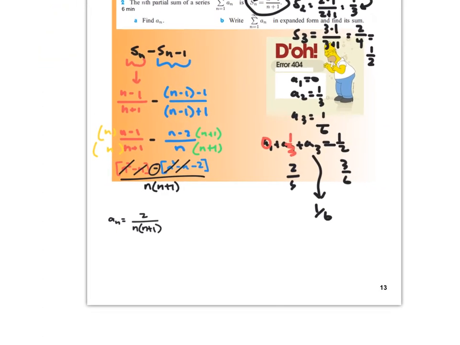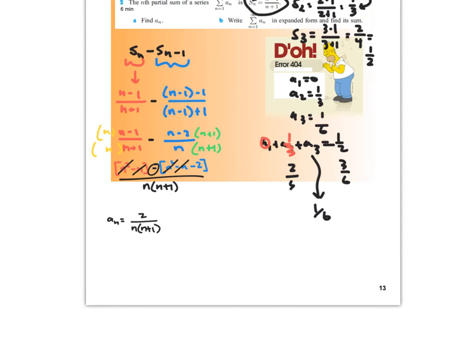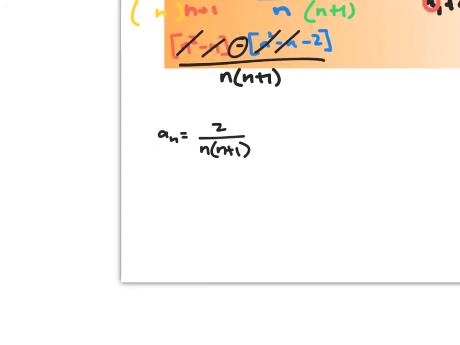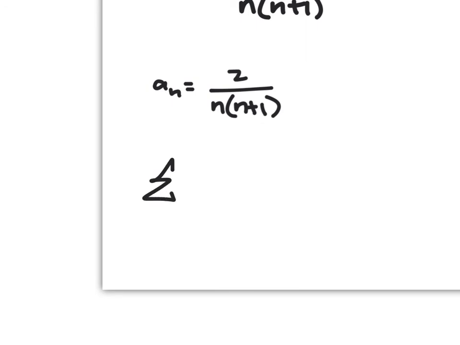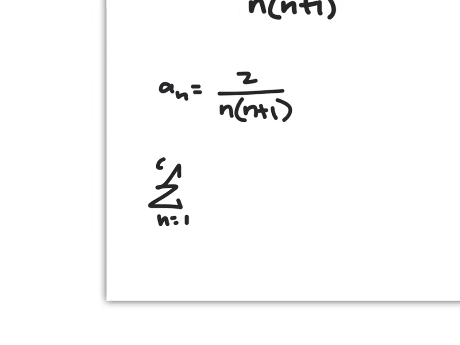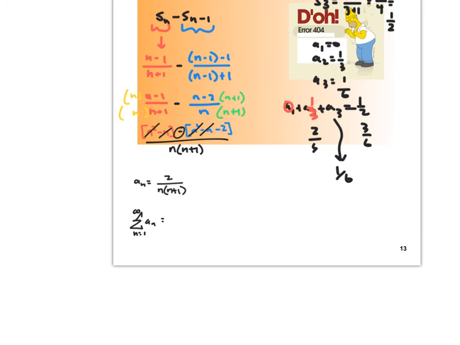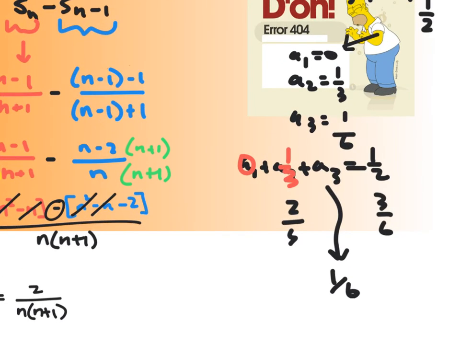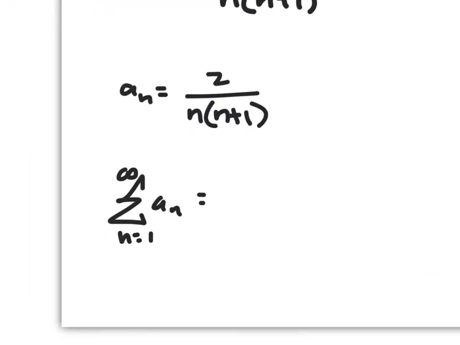And you know what, while I'm at it, I'm just going to do part B. So write out the sum from n equals 1 to infinity in expanded form and find its sum. Okay, so the sum from n equals 1 to infinity of a sub n. Well, I don't want to just put 1 in here and get 2 over 2, which is 1, because that's not true. Back here, I showed that my first term was 0. So that is a unique term in that way.